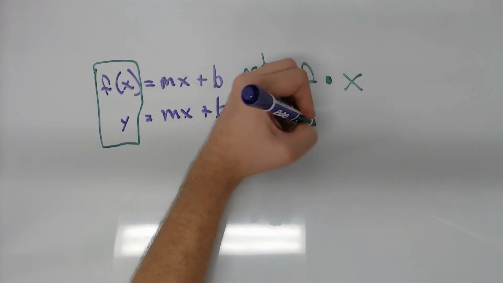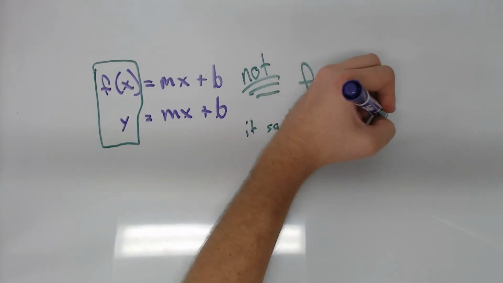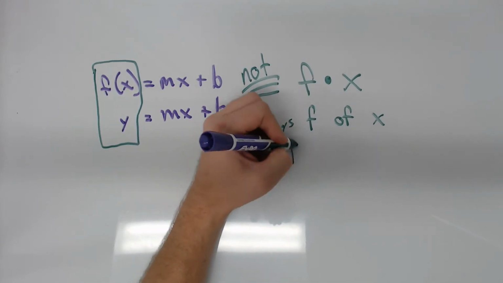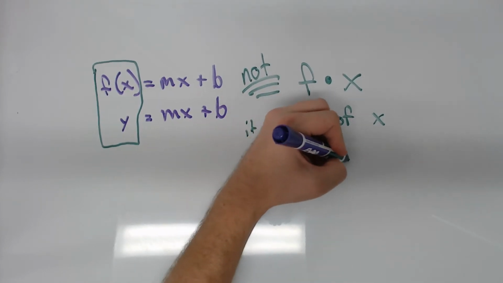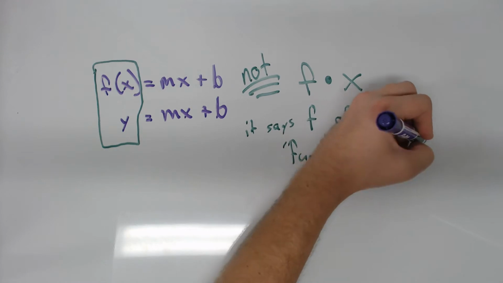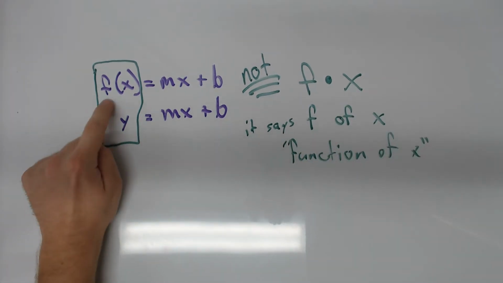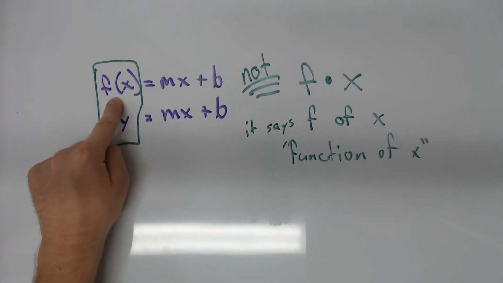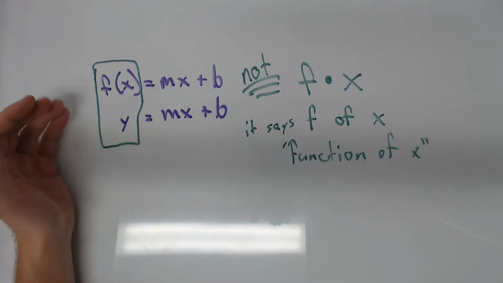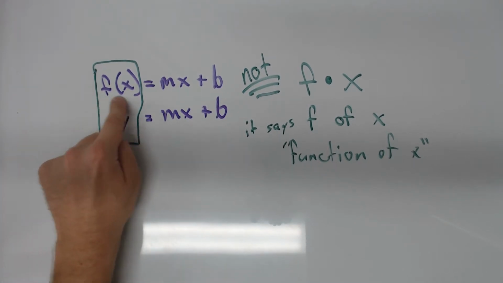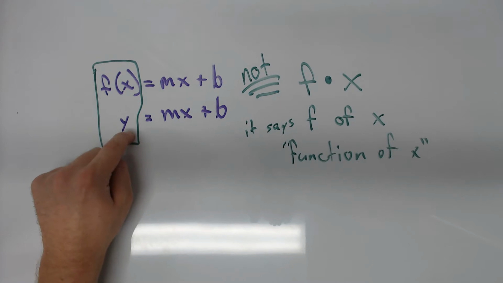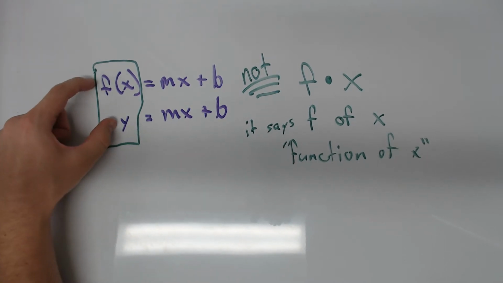I'm going to write that out. F of x. Function of x. Okay. This does not mean multiplication like we would normally consider it in math. It's a different way of writing, hey, this is the output. These represent the same information.